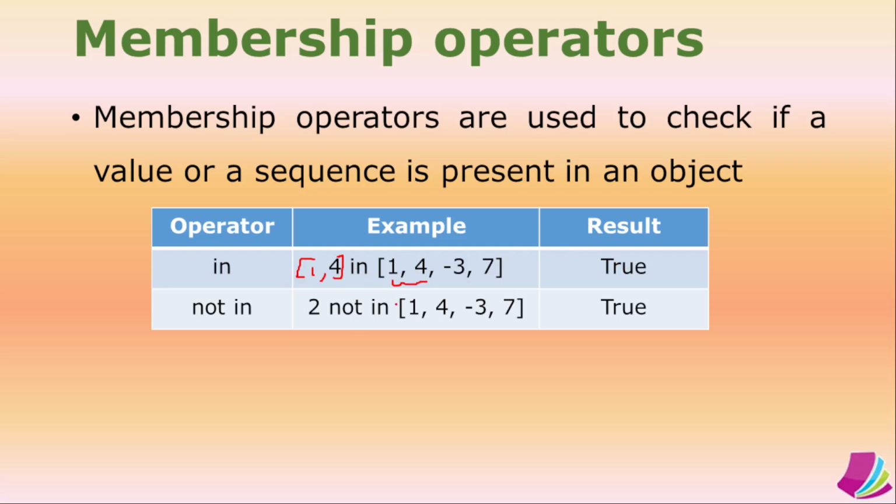Okay. Not in. So if it is not present, it will return true. So I have given 2 here. 2 is not present, it will return true. Suppose instead of 2, if I give 4 here, then it will return false because 4 is present there.